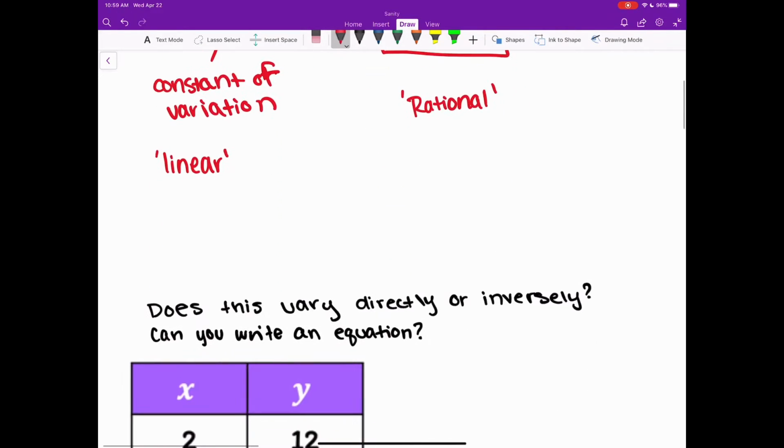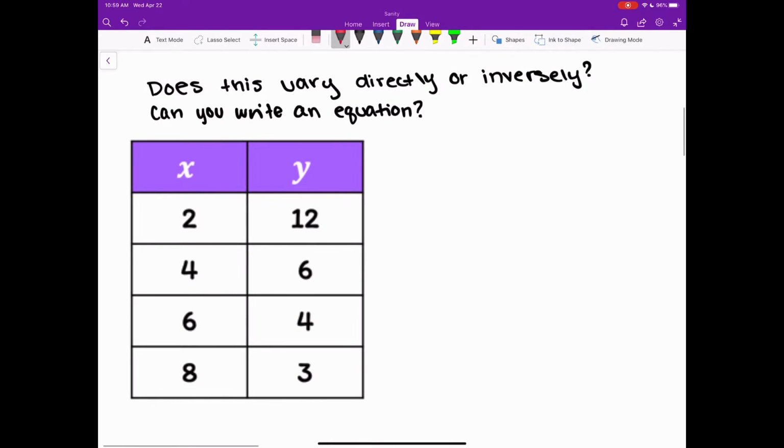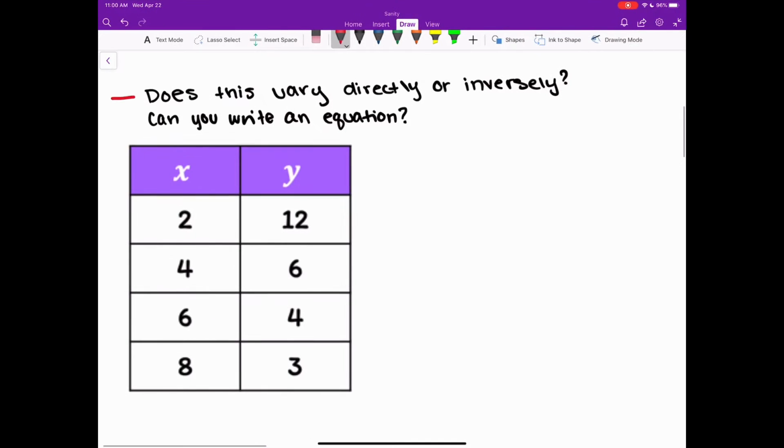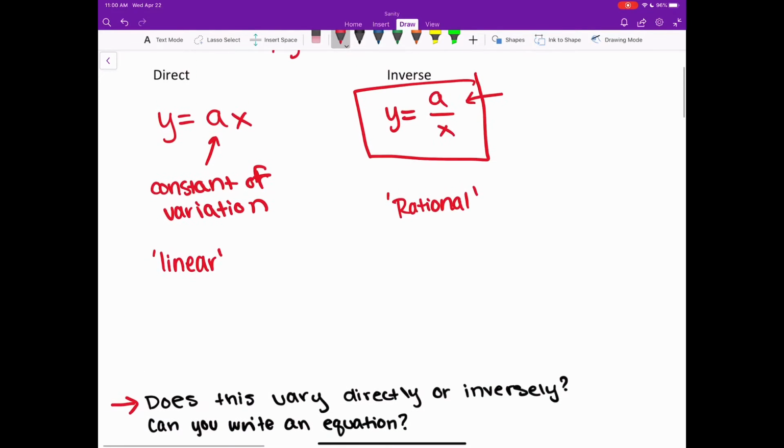As I said, we're going to be able to look at a table of values and see if they vary directly or inversely, and we're going to be able to write a function for them. So I have a table of values. I've got some values for x and some values of y that are related, and I'm asking you the first question: is this varying inversely or directly?